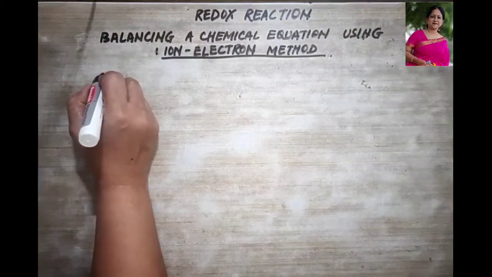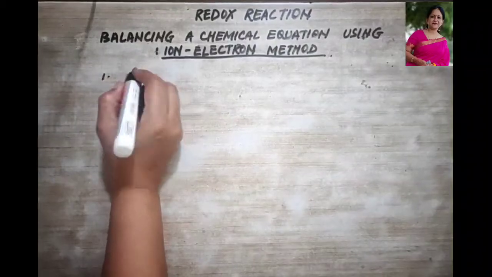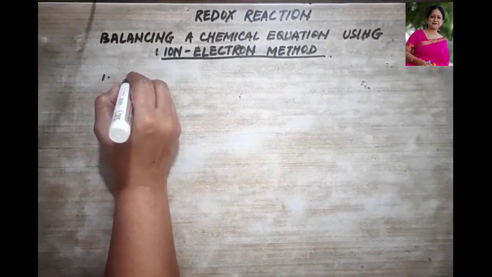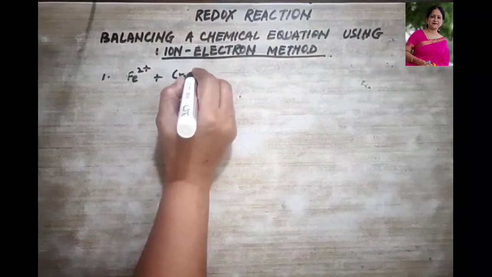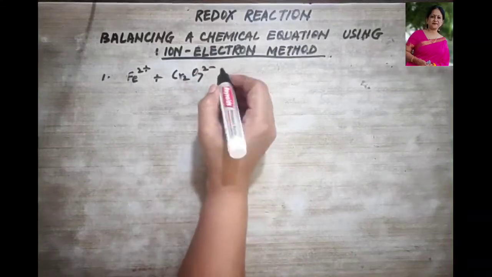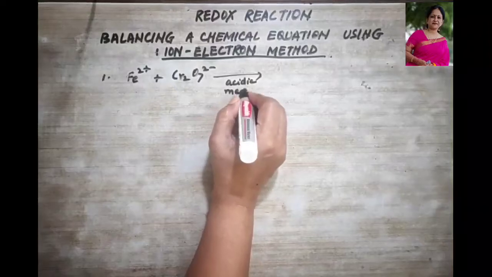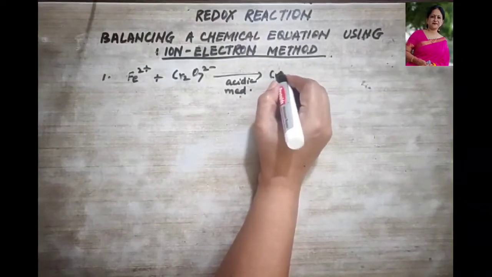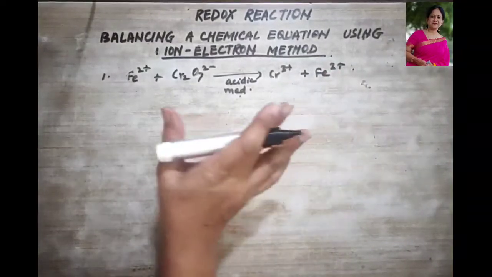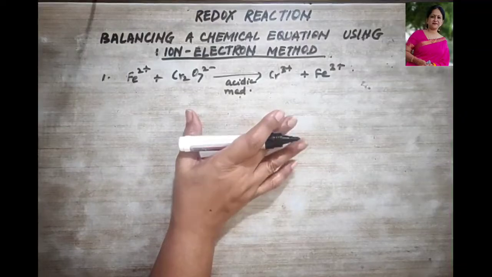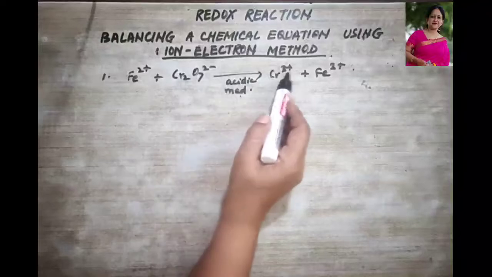So let us come to balance the equations now. Suppose I give you an equation: Fe2+ plus Cr2O7 2-, in the acidic medium, gives us Cr3+ and Fe3+. Now, what is our first step? The first step is to form the ionic equation. So, isn't it an ionic equation?